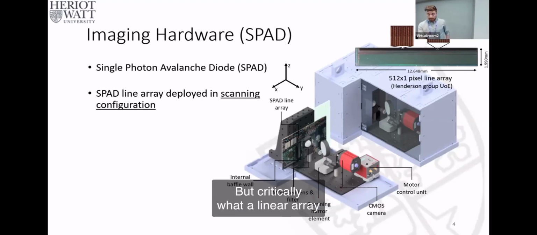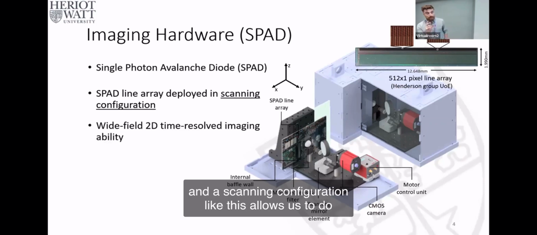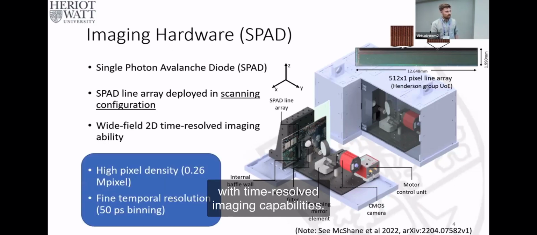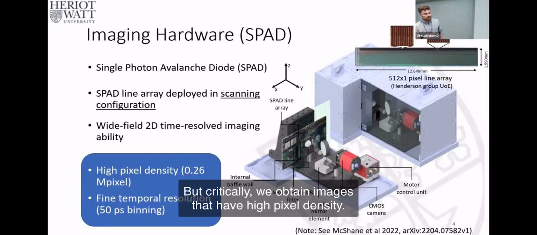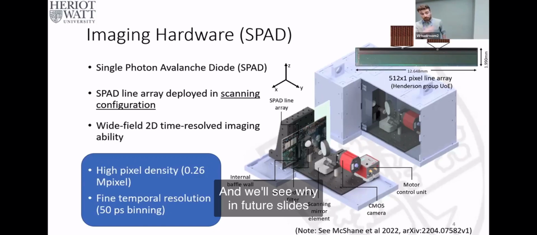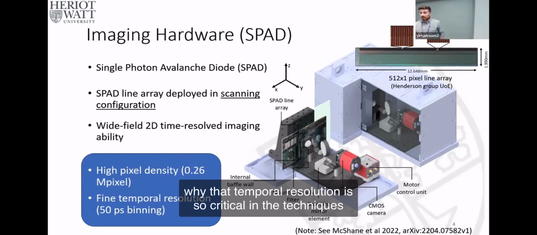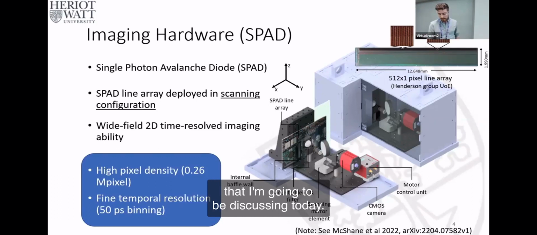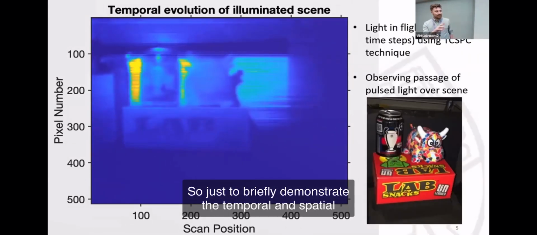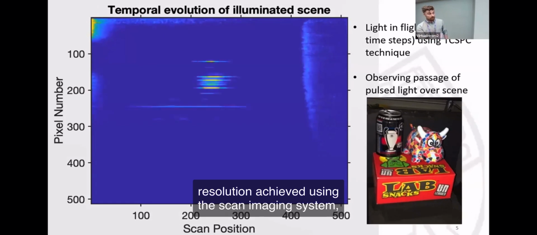Critically, a linear array in a scanning configuration like this allows us to perform wide field two-dimensional imaging with time-resolved imaging capabilities. We obtain images that have high pixel density, in this case a 2.26 megapixel image with fine temporal resolution on each pixel. We'll see in future slides why that temporal resolution is so critical in the techniques that I'm going to be discussing today.